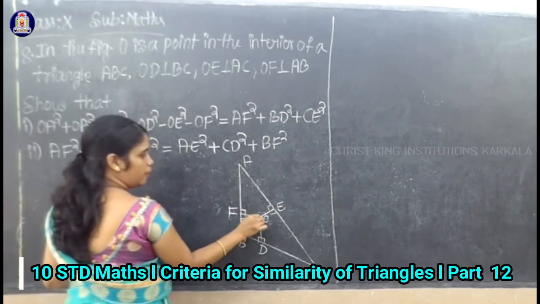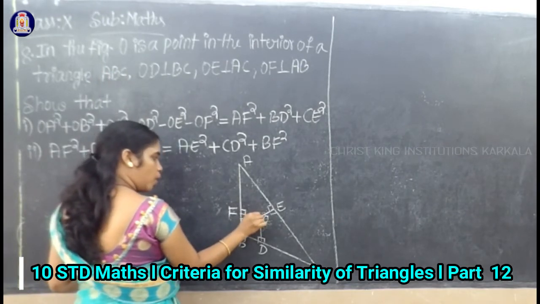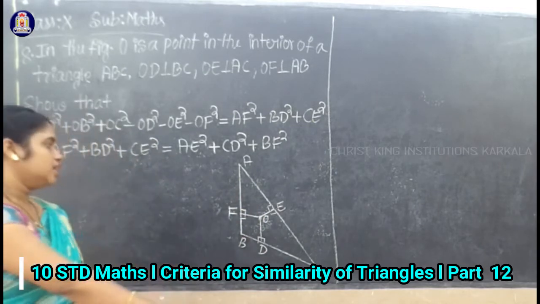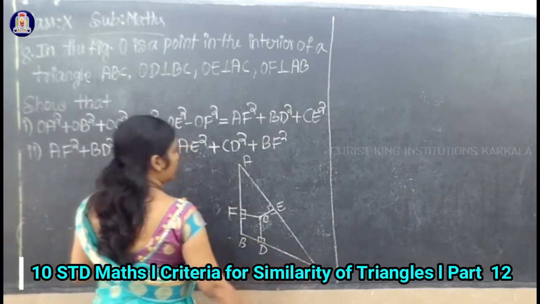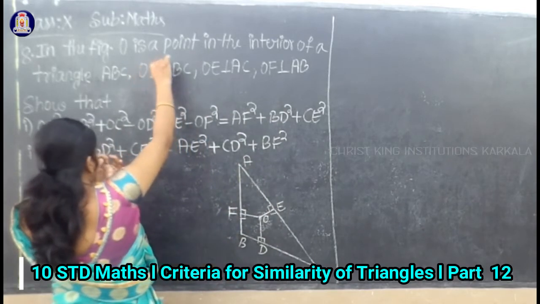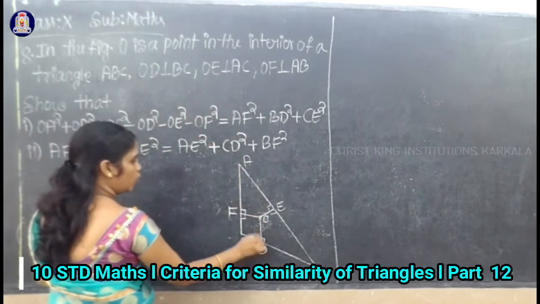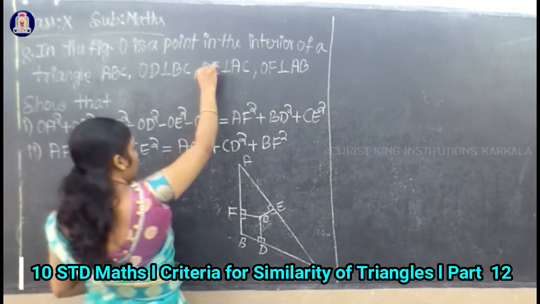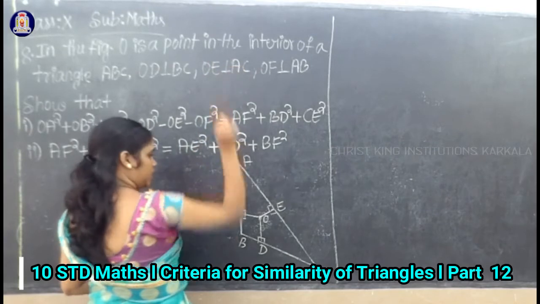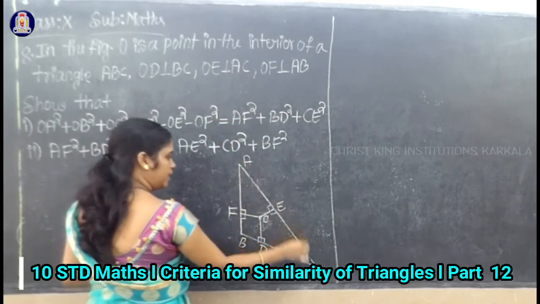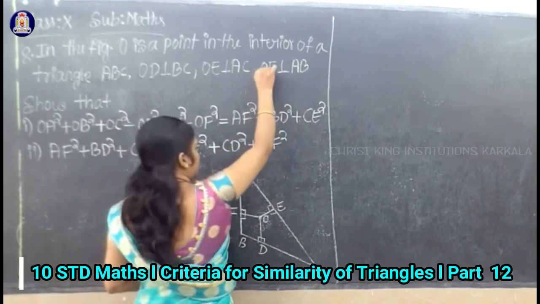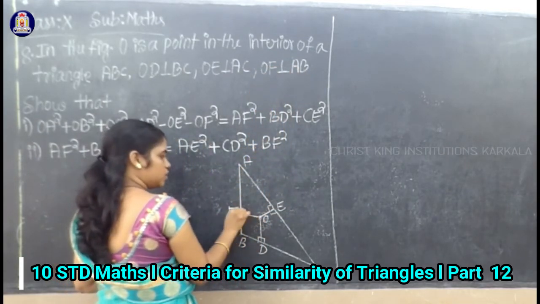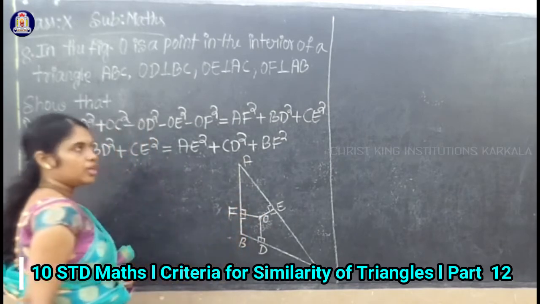So this is your point O. O is a point in the interior. Interior means inside, interior of a triangle ABC. OD is perpendicular to BC. This OD is perpendicular to the side BC. Again, OE is perpendicular to AC. OF is perpendicular to AB. This is your OF, and this OF is perpendicular to AB.